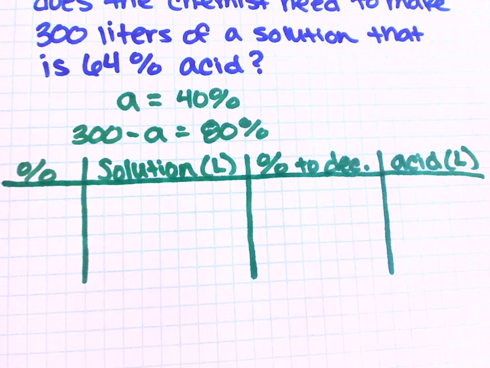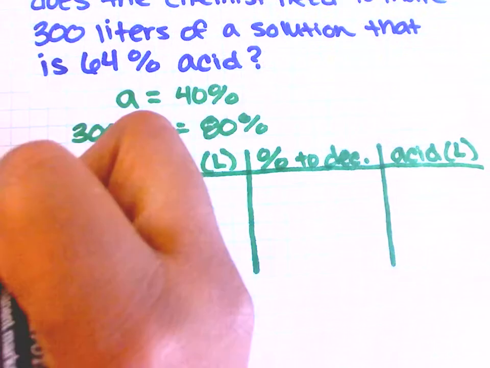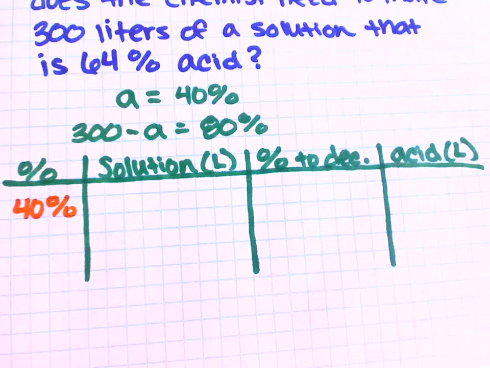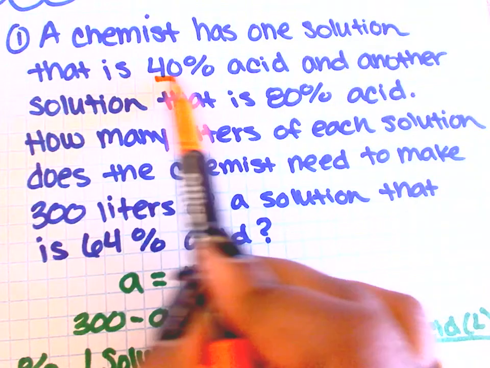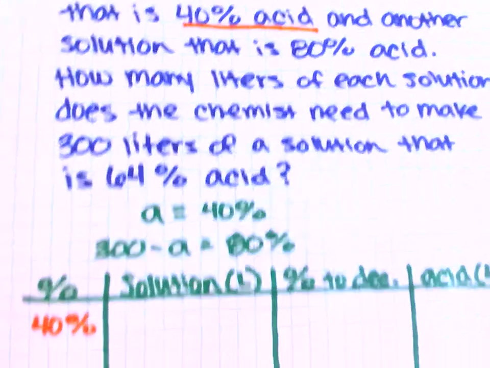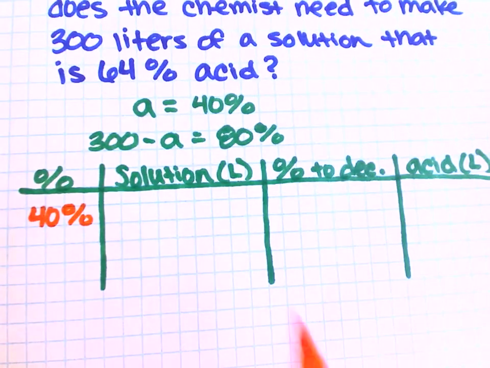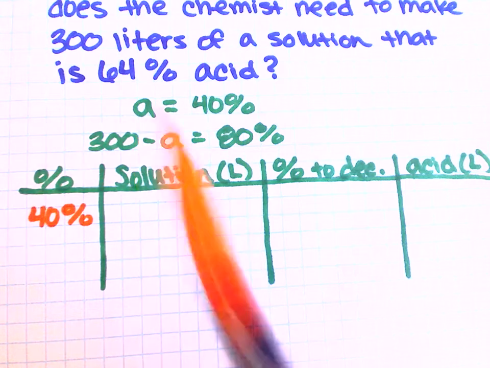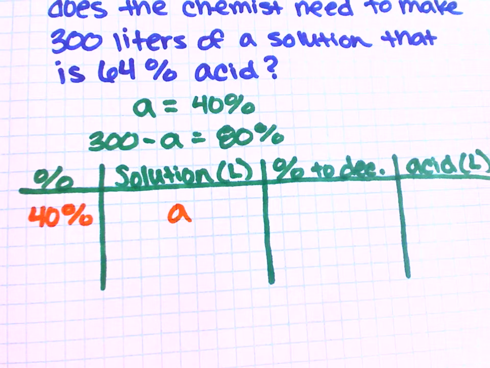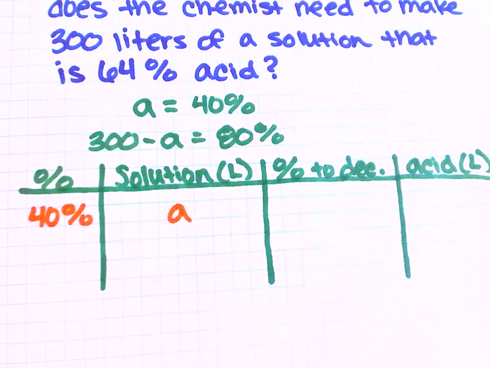So I'm going to fill this in. My first percentage, let's do the 40% acid one. So let's put 40%. That's the first one we're going to do. If you look back at the question, right here it's 40% acid. Now we already said that we're going to represent that solution as a variable A. So we're going to put variable A right here. Boom. That's where that goes. We just defined it up here.